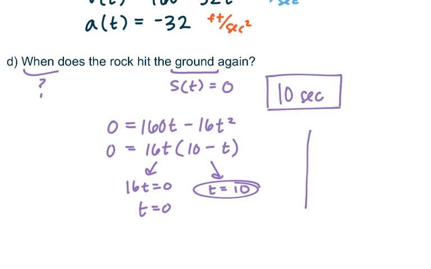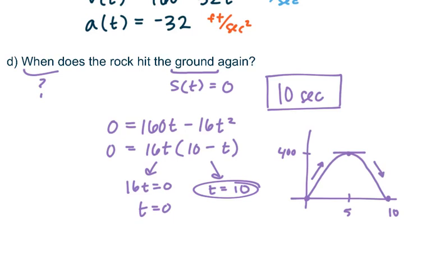And that is in line with what we looked at in our picture. So we start on the ground, we have an increasing height until we reach our max at 5 seconds, which is 400 feet. Right at that moment, the tangent line would be horizontal or have a slope of 0, and then the rock is falling until we reach t equals 10.